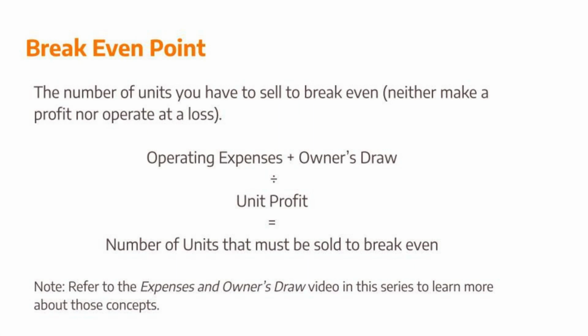After we've priced our product and we know our operating expenses, our owner's draw, and our unit profit, we can calculate the number of units you have to sell in order to break even. That's neither make a profit nor operate at a loss. We call this the break-even point. We find the break-even point by adding our operating expenses to our owner's draw and dividing that number by our unit profit, that profit per unit. That gives us the number of units that must be sold in order to break even.